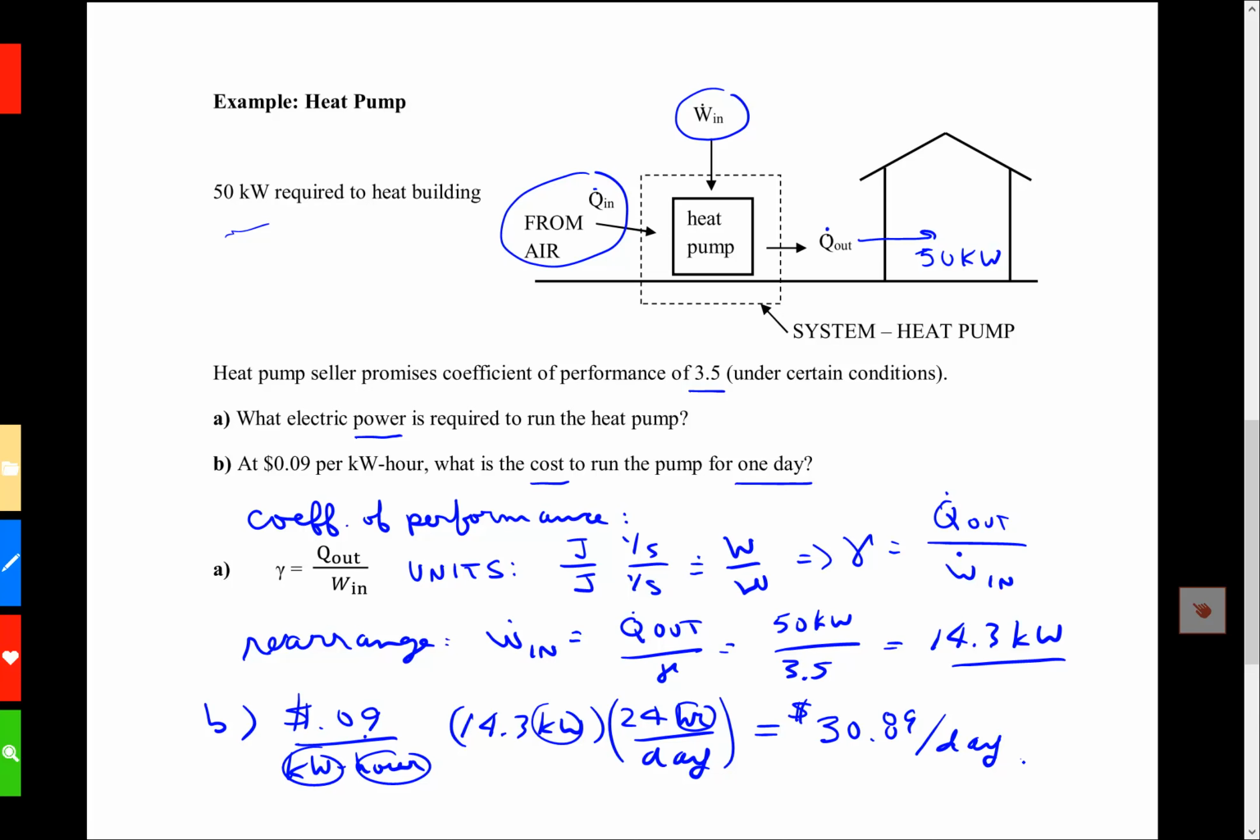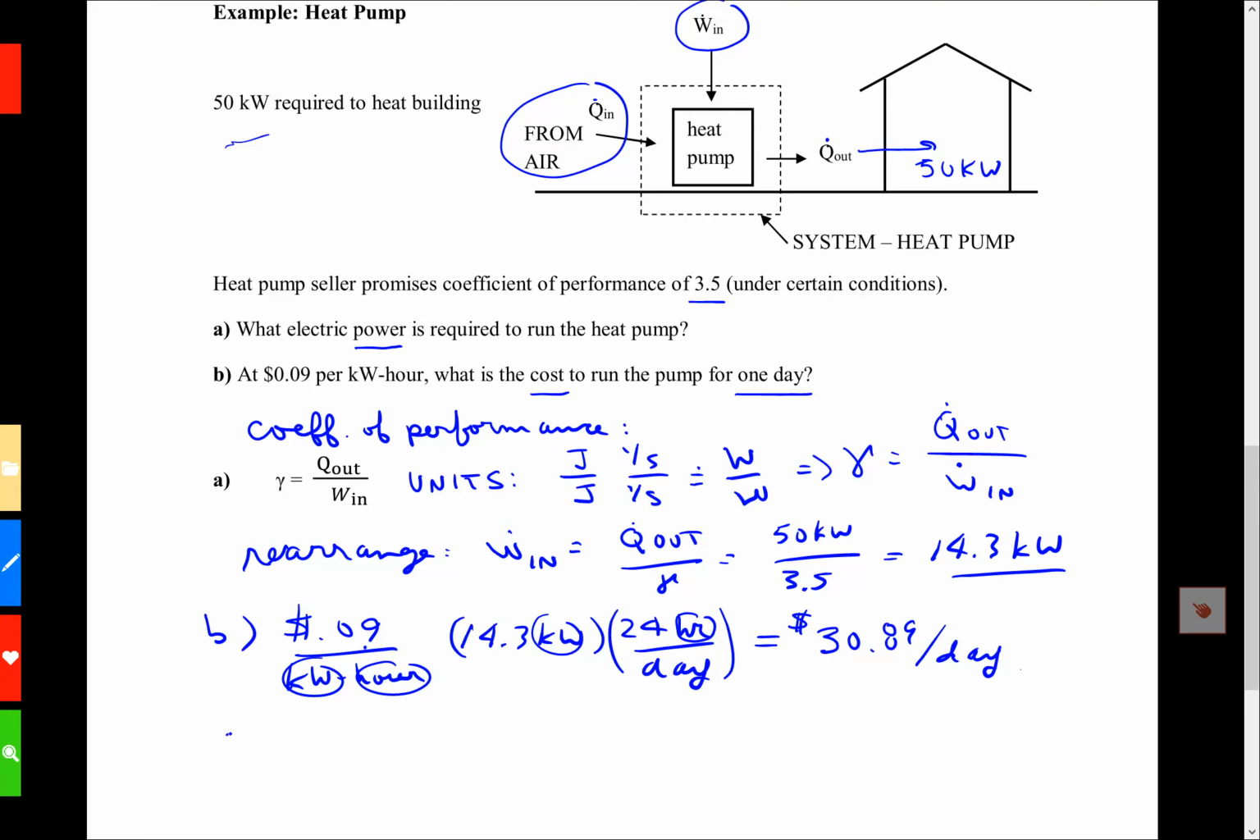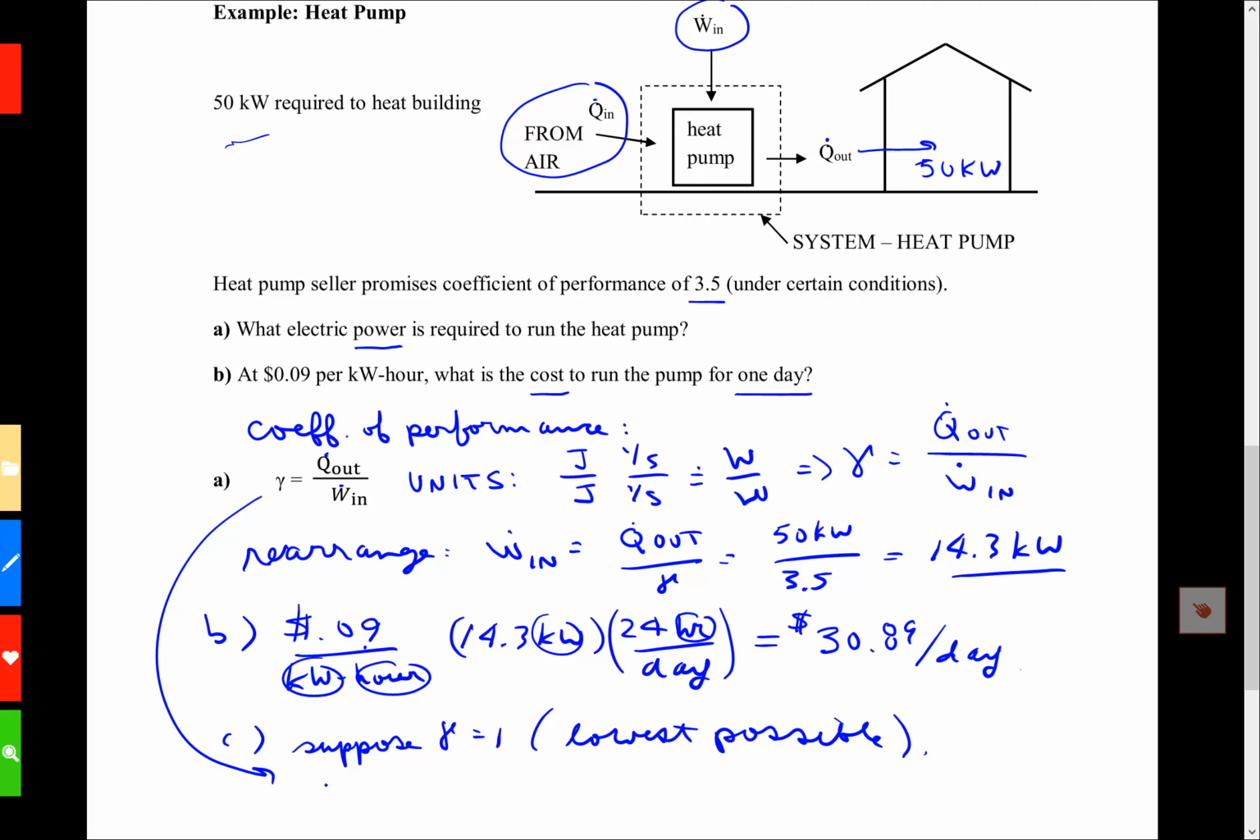Let me add a part C and think about, suppose the gamma value was 1. This is the lowest possible. And in the situation of gamma equals 1, the definition says gamma equals Q dot over W dot. We're thinking of the dotted version. Pull that down, and I have that in the case of gamma equals 1, we have W dot in exactly equal to Q dot out.